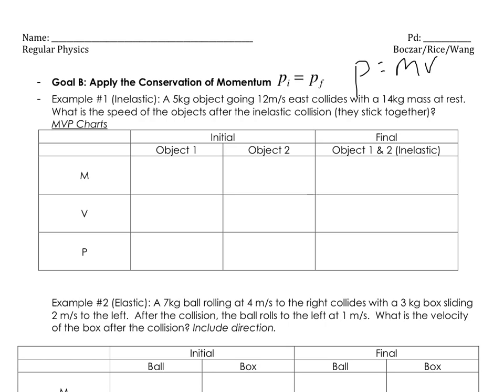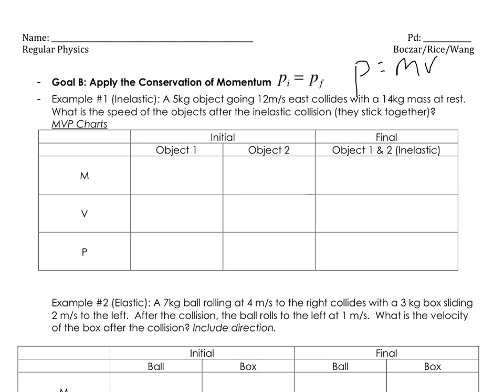Now there's two types of collisions. For this first example, example number 1, we're going to look at an inelastic collision, meaning two objects collide and stick together. So we have a 5 kilogram object going 12 meters per second east, and it collides with a 14 kilogram mass at rest. What is the speed of the objects after the inelastic collision?